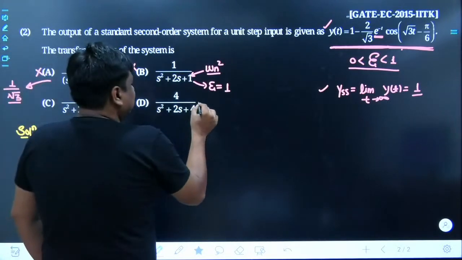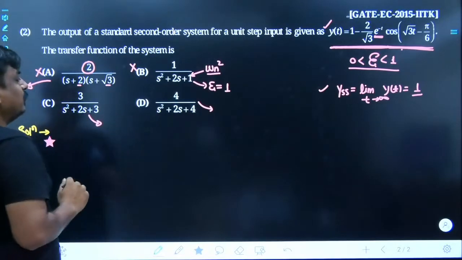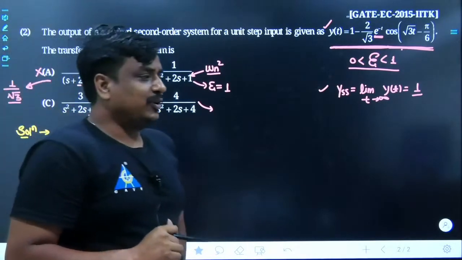What would be its steady state value? Tell me. I would like to have the input from each one of you. What would be the steady state value from C as well as D?